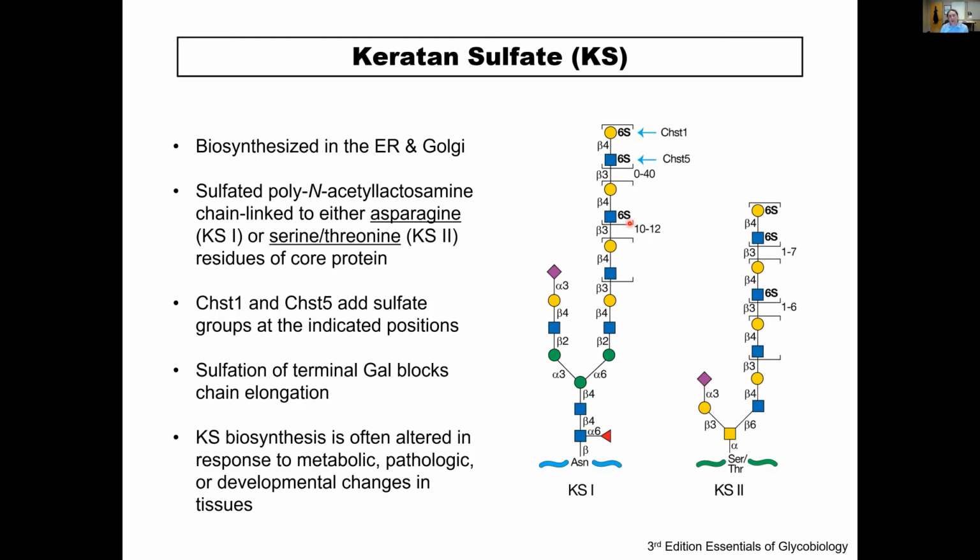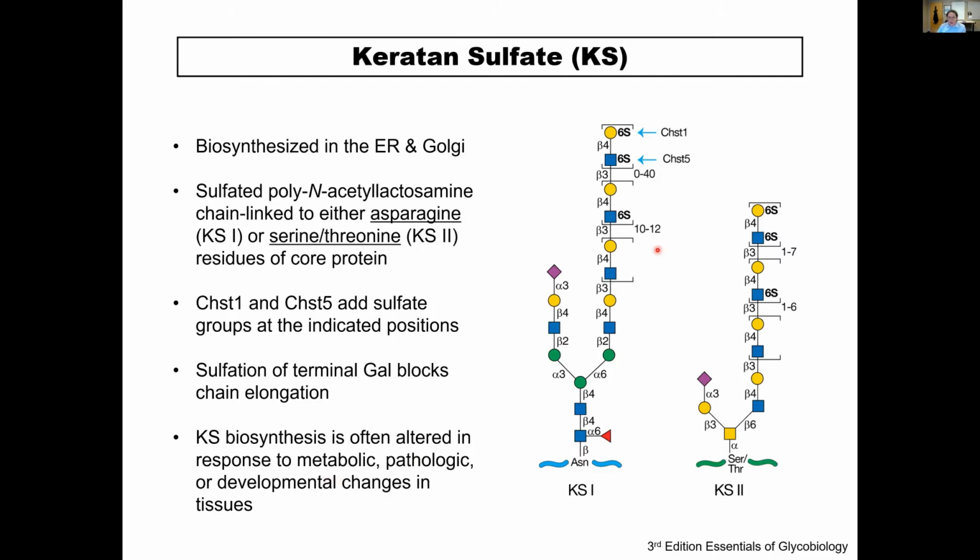And typically, sulfation is terminated by a terminal galactose. So you get sulfation of this terminal galactose, which stops the chain elongation. So again, the regulation of the length of these is dictated by the sulfation pattern as well, and by the specific enzymes that are involved in adding these sulfate groups. And I also wanted to highlight that KS biosynthesis is altered in different pathologies and during development as well.